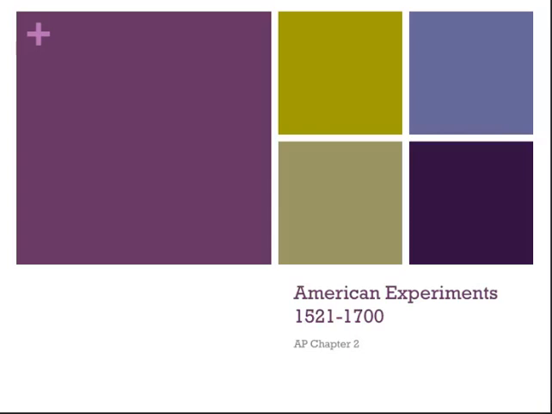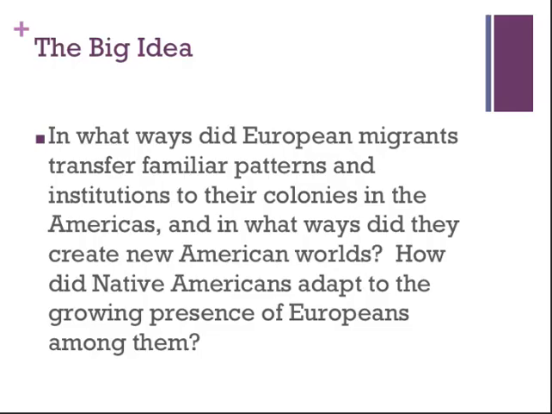Today we're going to be talking about the textbook, Chapter 2, American Experiments from 1521 to 1700. Now, the big idea, the main focus I want you to have with this, is in what ways did European migrants transfer familiar patterns and institutions to their colonies in the Americas, and in what ways did they create new American worlds? How did Native Americans adapt to the growing presence of Europeans among them? So that's an overall question, and I want you to be thinking about these answers as we go.